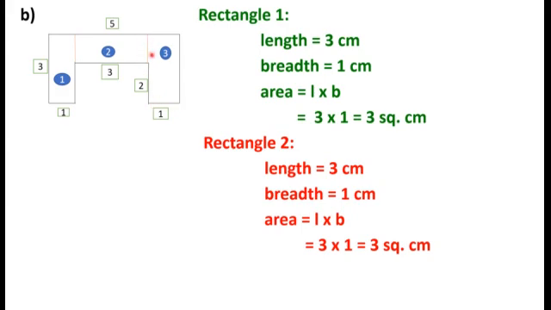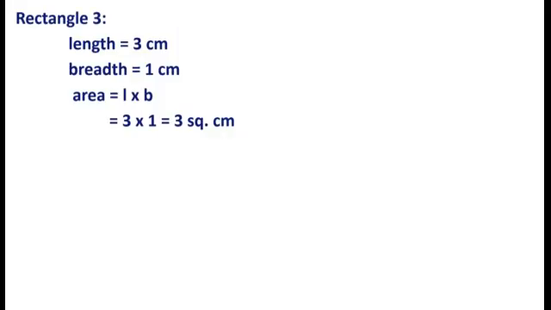And in the third one again we have this 1, which we have calculated as 1 centimeter, and this is 2 centimeter. Or either we can take this 3 centimeter parallel to this one, so this is also 3 centimeter. So in the third one the length is 3 centimeter and breadth is 1 centimeter. So area is length into breadth, 3 into 1 equals 3 square centimeter.